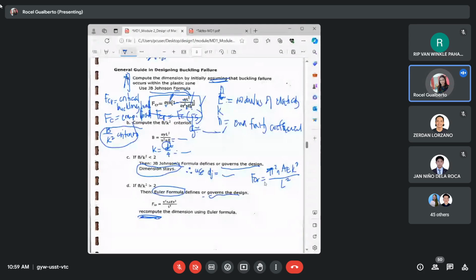Okay? Oh, ang tanong, tama na po ba yung sagot natin dito? Yes, okay? Kung ano po yung na-recompute mo using the Euler formula, this will be na po. Okay? You simply have to convert it lang po to the standard size. Okay? Nasundan po ba?